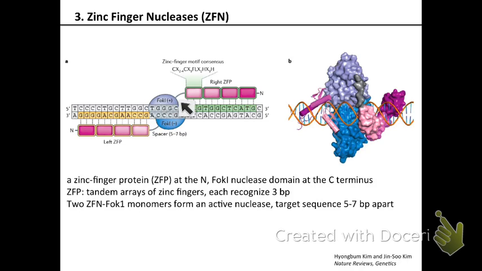So what you do is you also then create a fused protein where you target the sequence on the other side of the DNA through the recognition of each of these 3 base pair elements with an individual zinc finger protein that are fused together. So the spacer between these 2 recognition sequences should be about 5 to 7 base pair, and that allows the FOK1 nuclease to dimerize and cut right here. Okay? So 2 ZFN FOK1 monomers form an active nuclease and target sequences about 5 to 7 base pair apart.